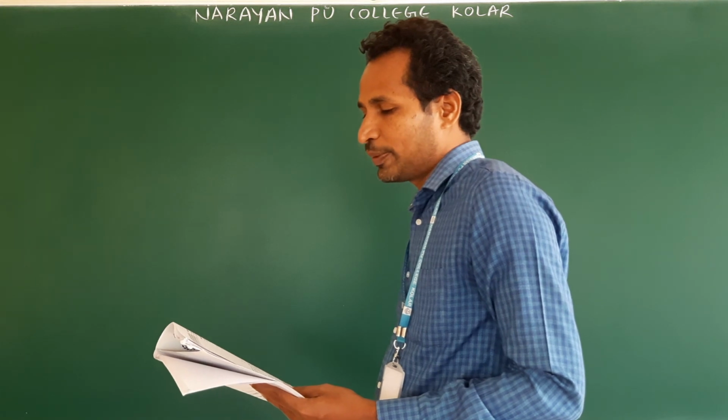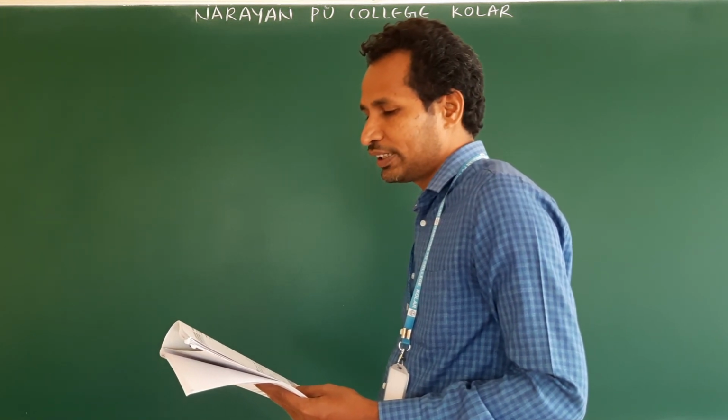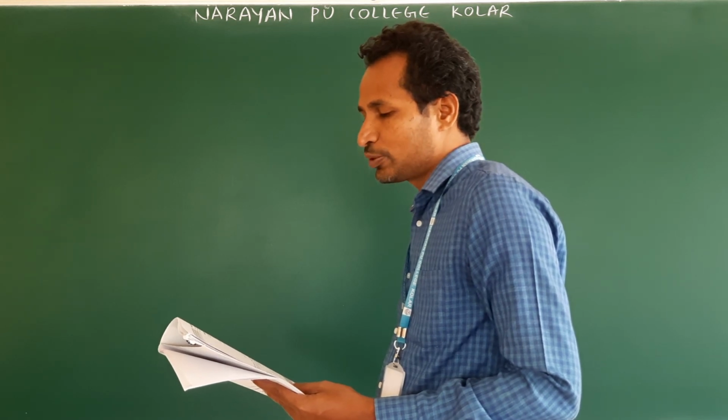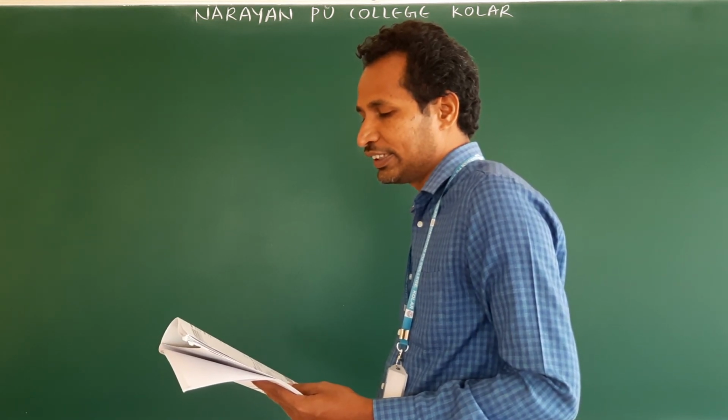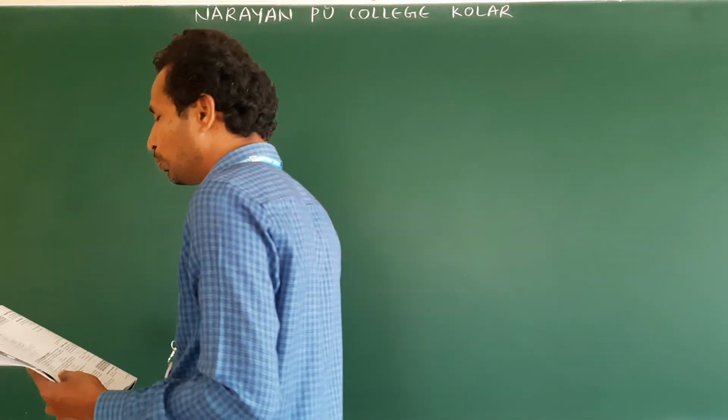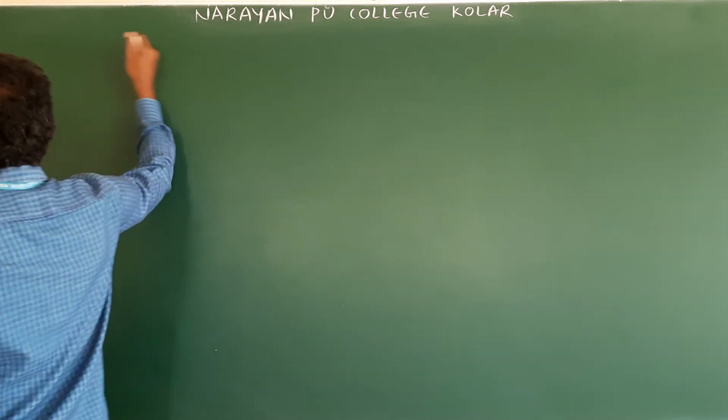Example 8. A compass needle oscillates 20 times per minute at a place where the dip is 45 degree and 30 times per minute where the dip is 30 degree. Compare the total magnetic field due to the earth at the two places. Okay.